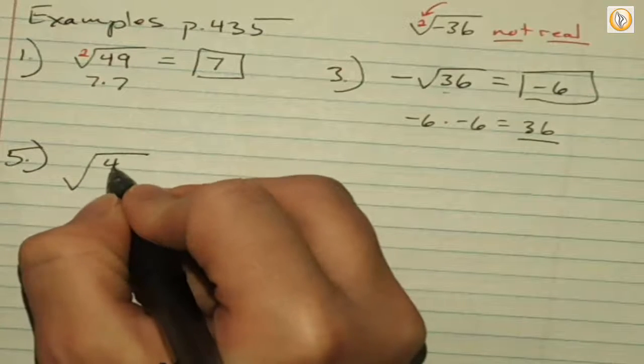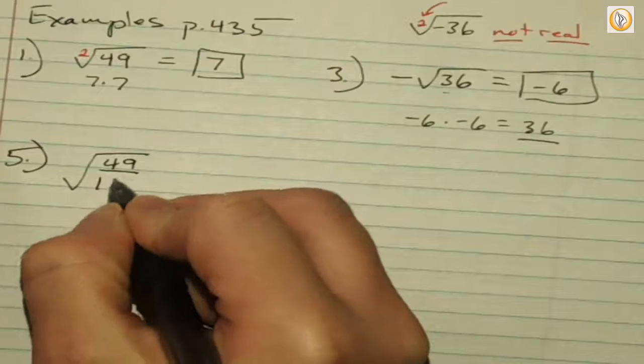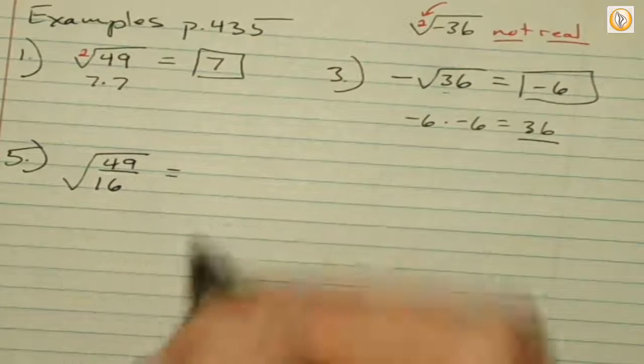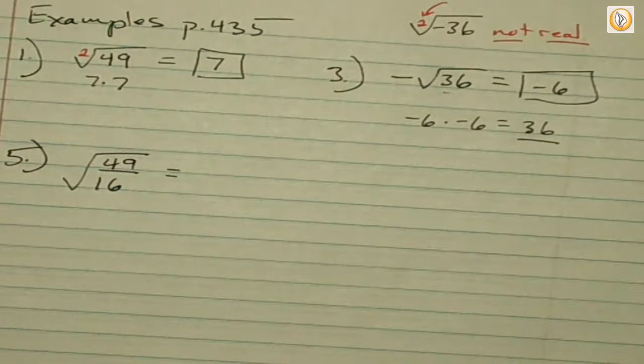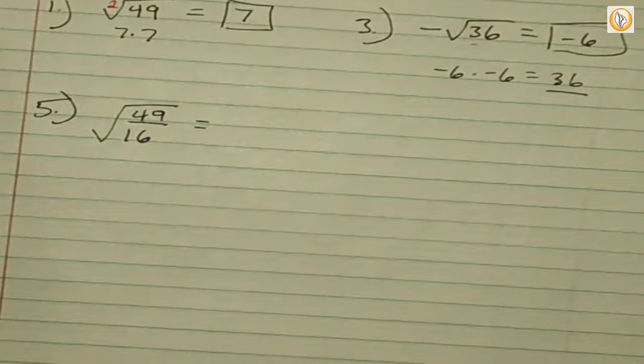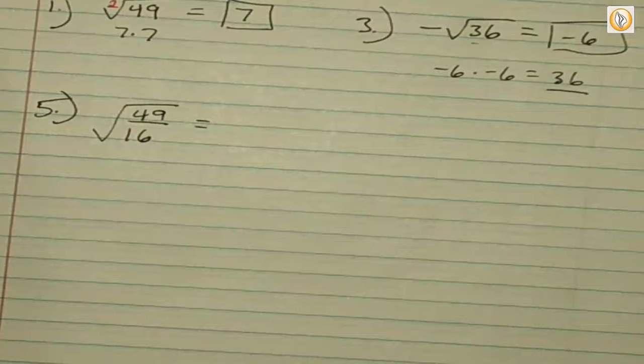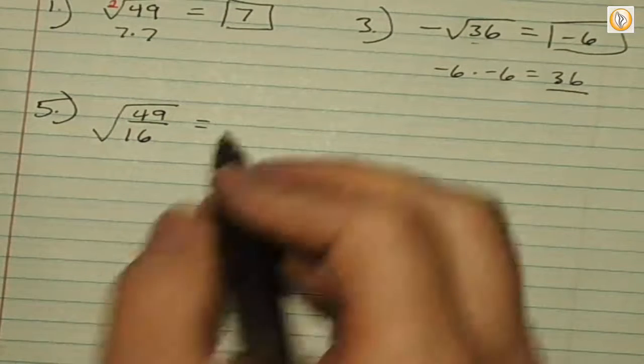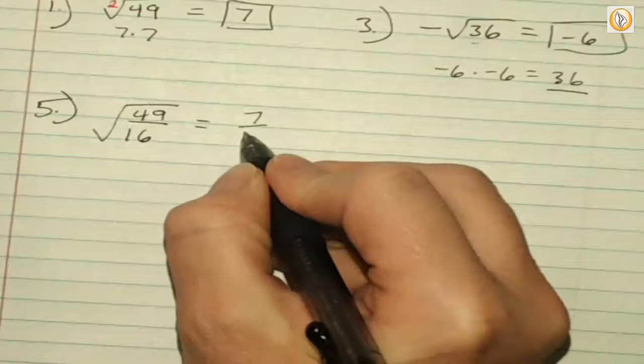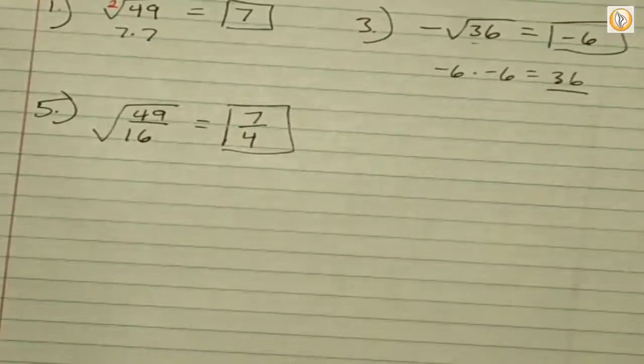Square root of 49 over 16. Ariel, you want to take a stab at it? Would it be 7/4? You are absolutely correct. Good job. So check that out. Don't let the fractions inside there scare you.